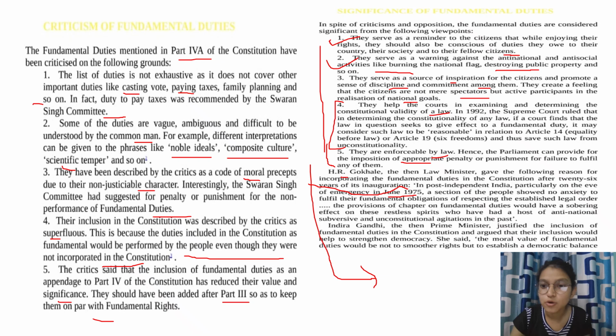A section of the people showed no anxiety to fulfill their fundamental obligation of respecting the established legal order. The provisions of the chapter on fundamental duties would have a sobering effect on these restless spirits who have had a host of anti-national, subversive, and unconstitutional agitation in the past. So this is for some people who are not following our rules, who were not aware of their duties. These fundamental duties are for such people, to make them realize that you are citizens of India, therefore you have to show some respect towards its duties, rights, and all other things mentioned in our Indian Constitution.